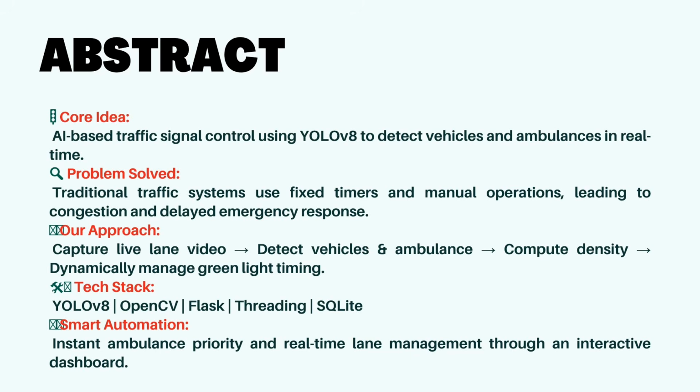So with the help of this project, we can save thousands of lives in real time. Basically, the problem is solved. We have solved the traditional traffic system issues. The traditional traffic light uses a static timer: 60 seconds, 60 seconds, 60 seconds, like that. It also has manual operation. There should be a police traffic officer who has to control the manual operation. So this leads to major congestion in our city.